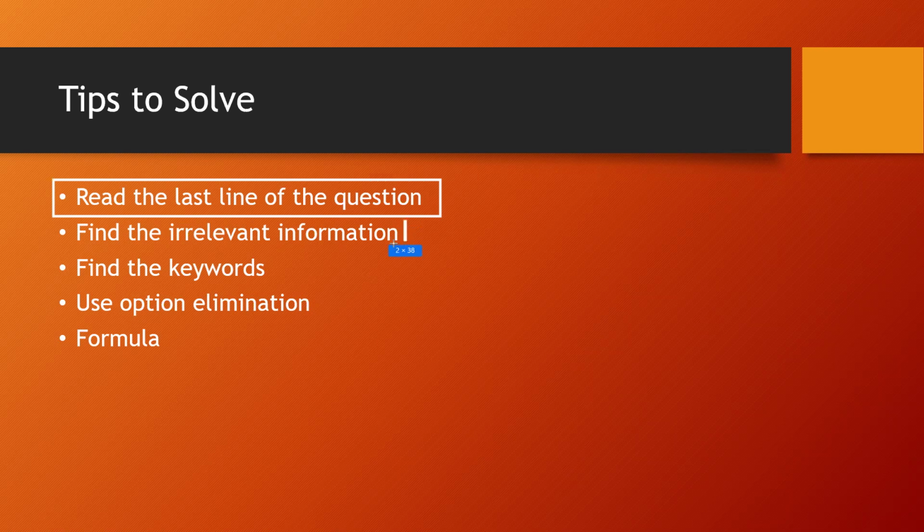Then read right from the beginning and find the irrelevant information. When you ignore everything irrelevant, you will have the relevant information. Just take it off. Then the most important thing is you need to find the keywords. They may ask something relevant to the balance sheet. Then you can ignore everything related to the income statement, unless it has a direct impact on the balance sheet.